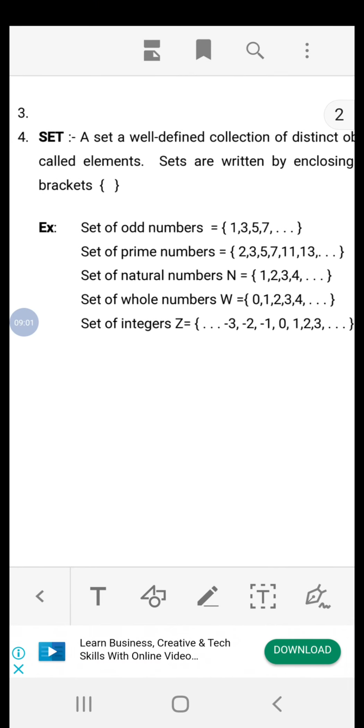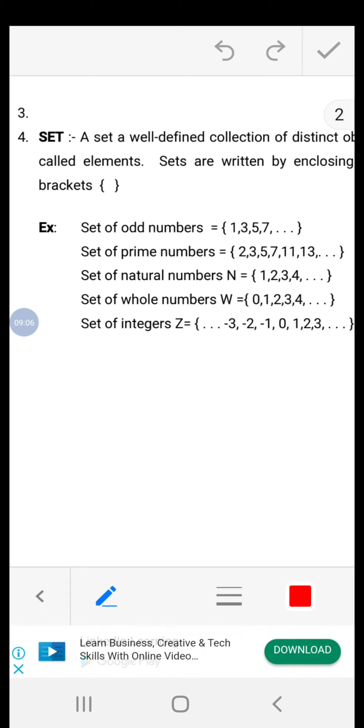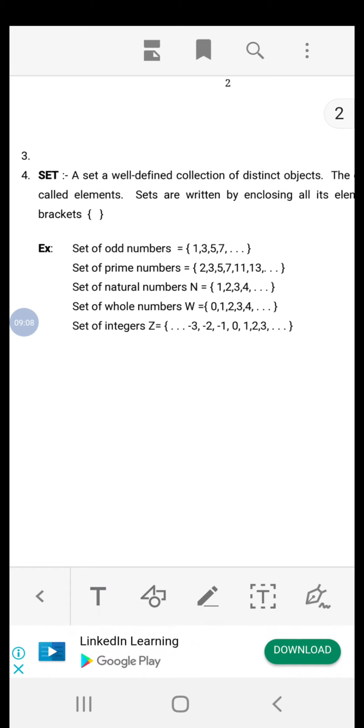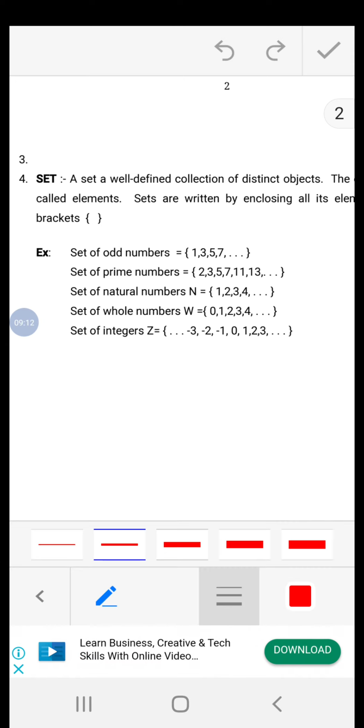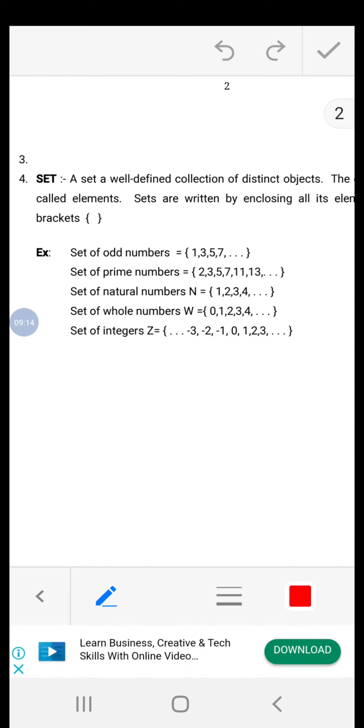Here, what is a set? It is defined clearly. Now let me explain it point-wise. What is a set is the question now. A set is a well-defined collection of distinct objects. Here the point to be recognized is collection of distinct objects.